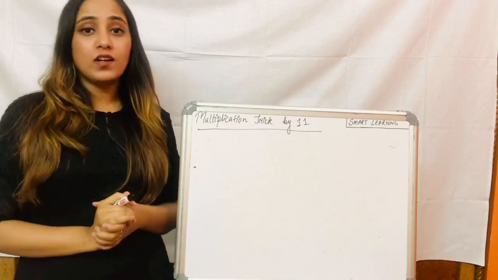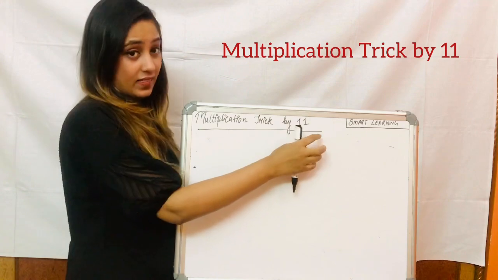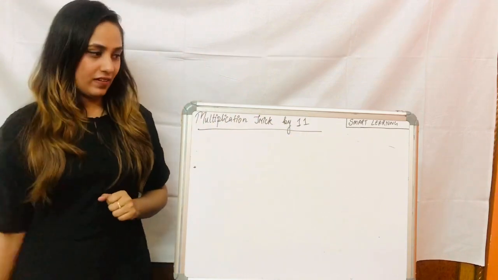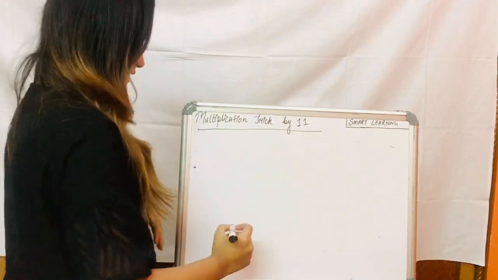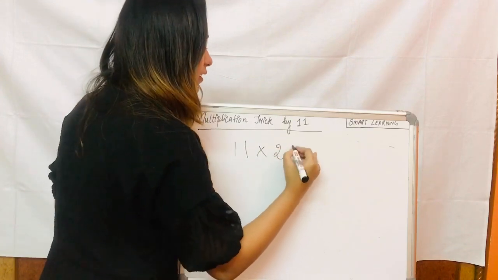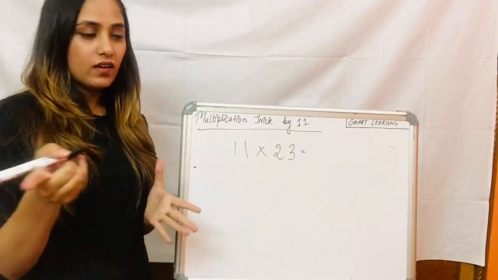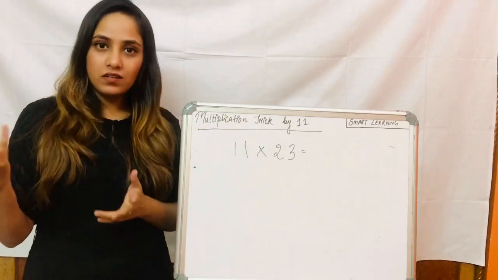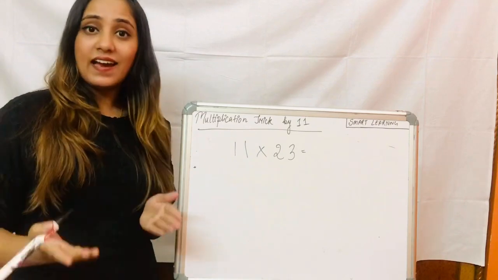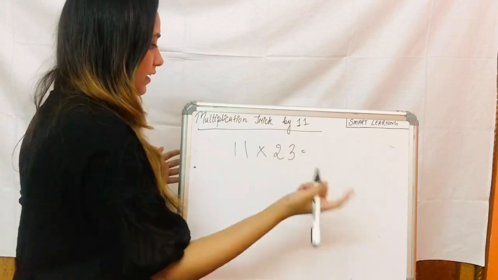The first trick that we are going to take today is the multiplication trick by 11, the number 11. So let's see what the trick is. I'll take any number, let's say 23. Now if you have to multiply 23 by 11, you can use your standard ways, but that will take time. I'll show you a small trick how you can multiply directly by 11.